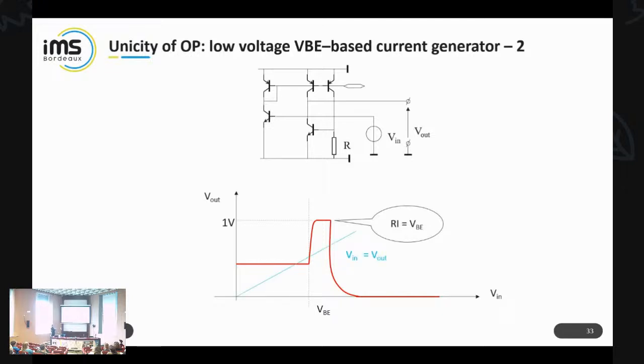And every time you are crossing the blue and the red, you get a potential operating point. You get three here. Luckily enough, this one is unstable because if it increases, it's a feed forward, not a feedback. But the two other ones are potential operating points. And we definitely need to remove this one because we just want this one, which is the good one, where every current is VBE over R. So how can we do that?